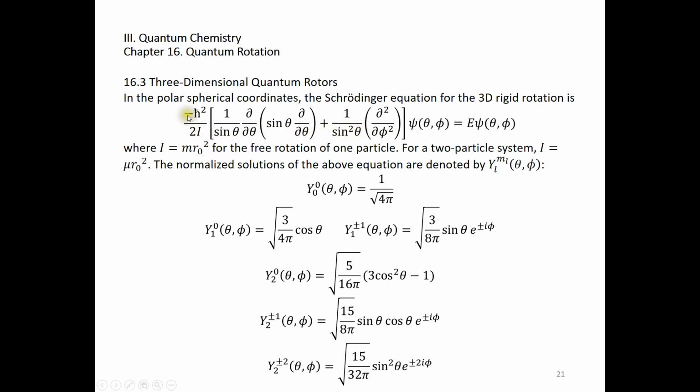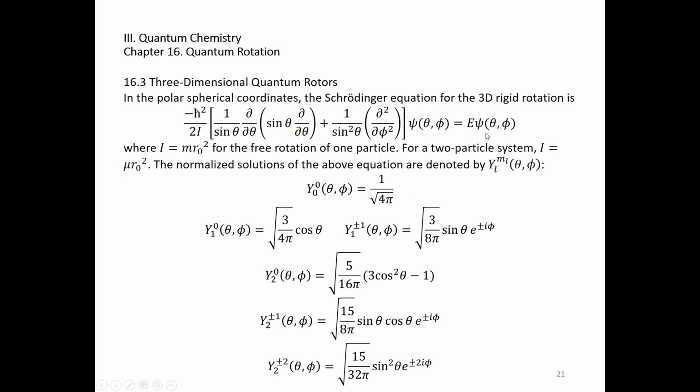And over here you see it's negative h bar squared over 2I. I is the moment of inertia. I is m r squared. Since it's a rigid rotor, r is r naught. R naught denotes a constant radius. If you have a two-particle system, I is mu r naught squared. We need to replace the mass with the reduced mass mu. Still remember the definition of mu? 1 over mu equals 1 over m1 plus 1 over m2.